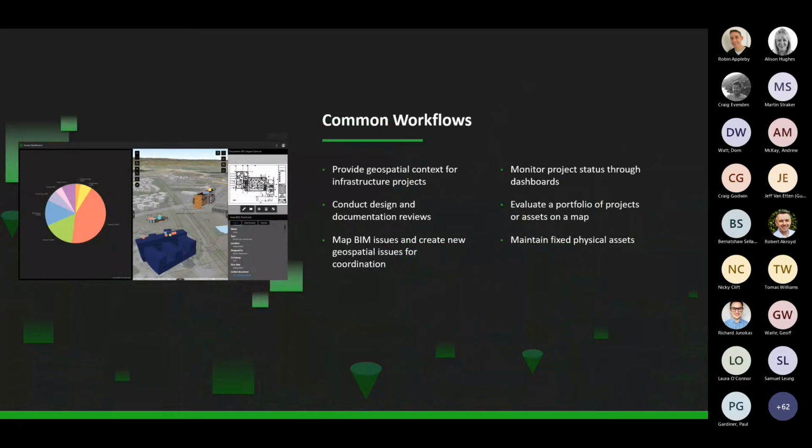So some of the common workflows that we see GeoBIM being relevant for are listed on screen. I'm not going to run through all of them, but that idea of being able to map BIM issues, actually by placing an icon on the map and saying this is where that issue relates to, and that being then stored within the Autodesk environment, being made available to everybody else. Being able to evaluate all the projects that you're working on and seeing how they're spread geographically is another example.